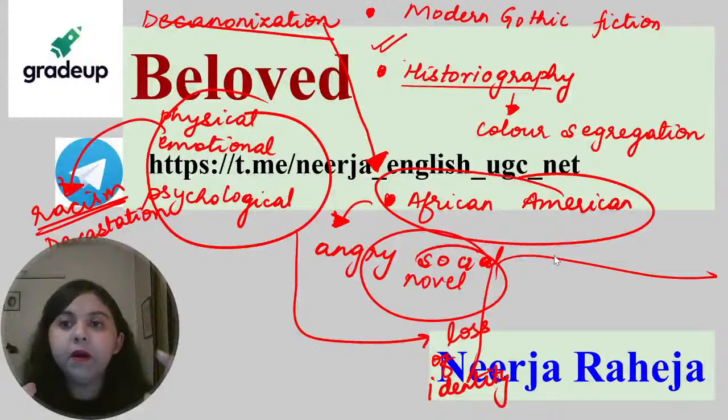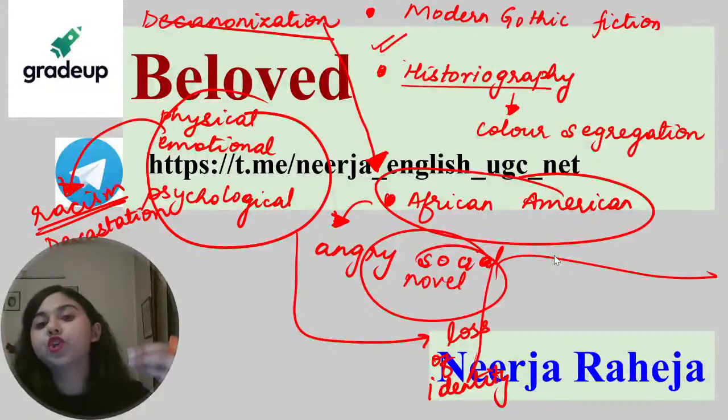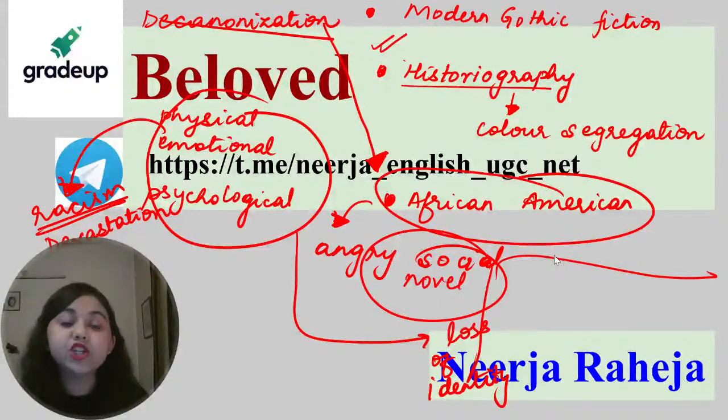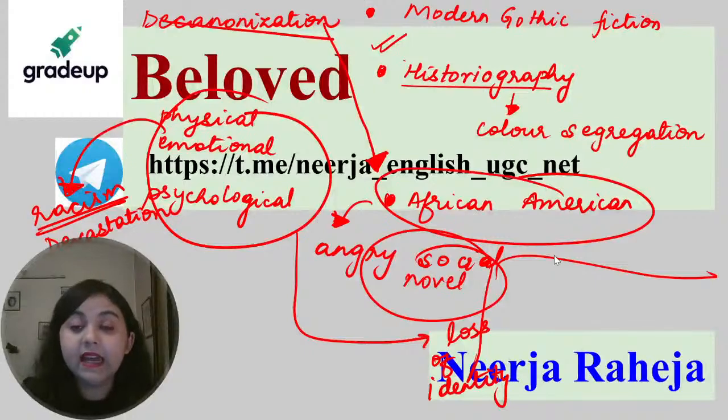So do remember that this modern Gothic fiction work by Toni Morrison is actually trying to celebrate the Black aesthetic. And how is it celebrating? By highlighting the perils of slavery, by highlighting the psychological damage of racism, by telling you about the identity crisis that racism has put in place.